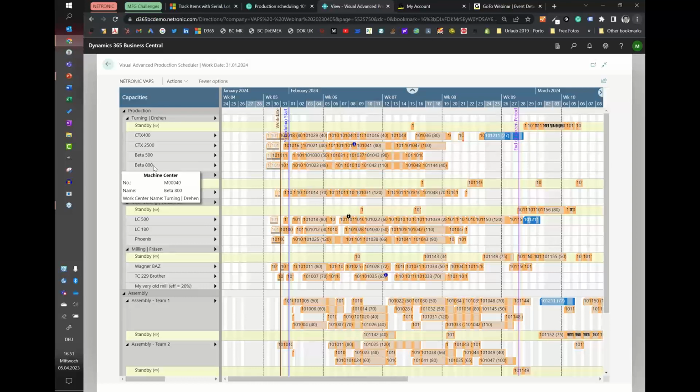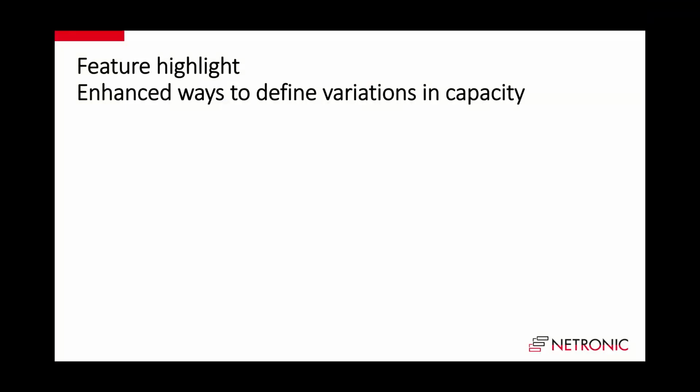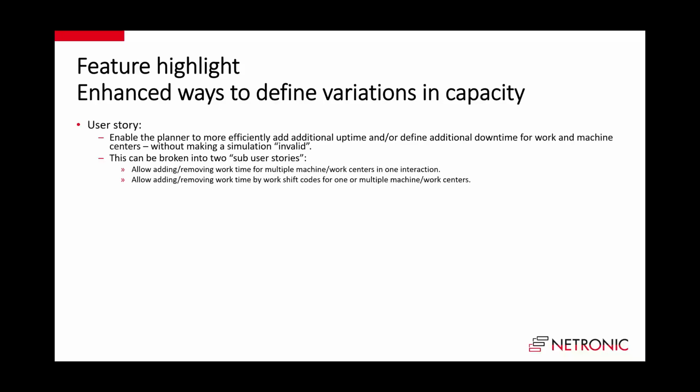So you say, okay, I want to take this machine down in the night shift this week because I have a lack of capacity or lack of people. And this is something we did now. We want to enable the planner to more efficiently add additional uptime and/or downtime for work and machine centers without making a simulation invalid, either for multiple work and machine centers in one interaction, or by adding or taking away hours by shift codes.